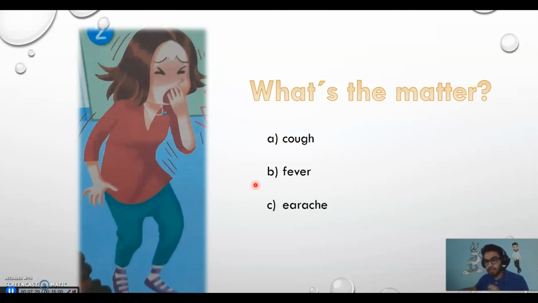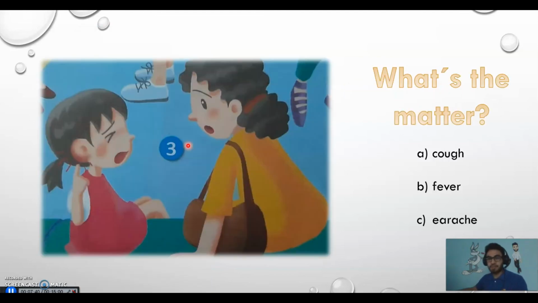Underline the answer. What do you think is true? Look at the picture. What is it? What do you think? And second question.